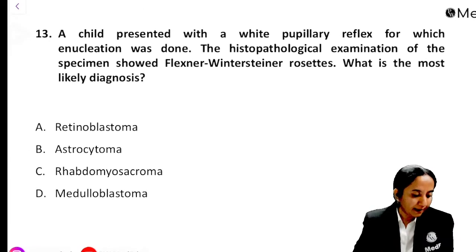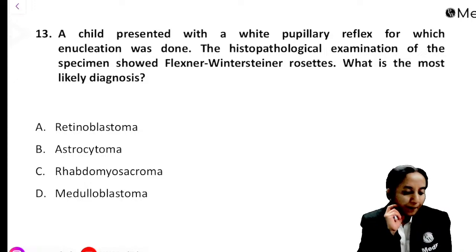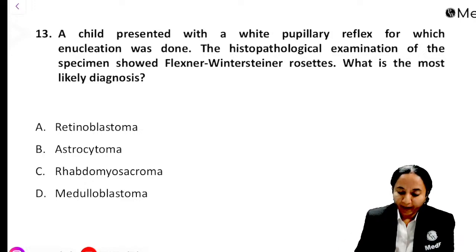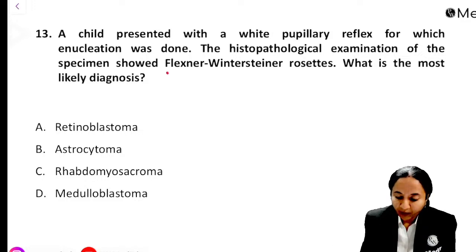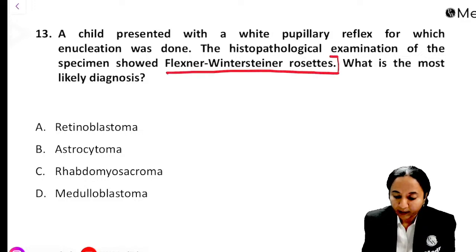Everyone has understood this, na? So I am going to the next question. See, a child presents with a white pupillary reflex for which enucleation is done. And the examination shows the presence of this Flexner Wintersteiner rosette.